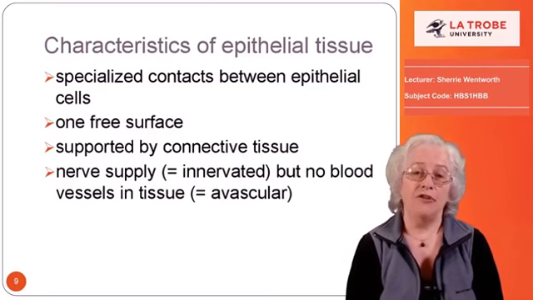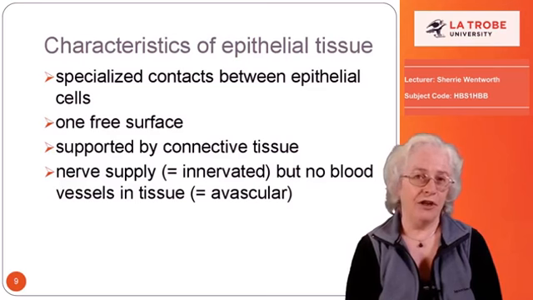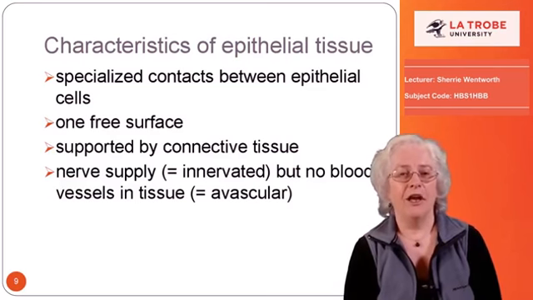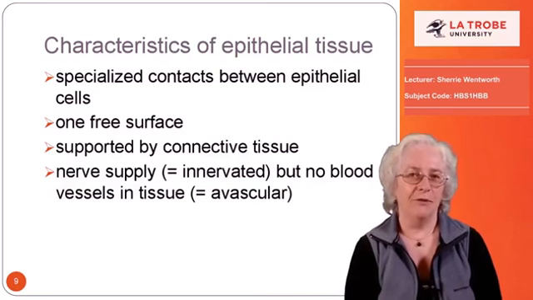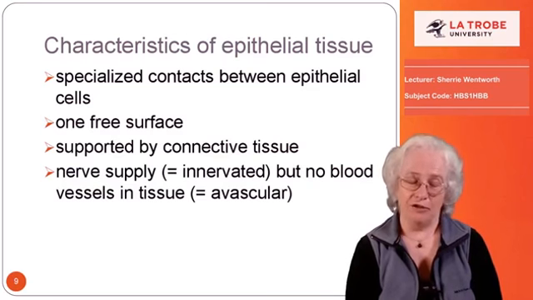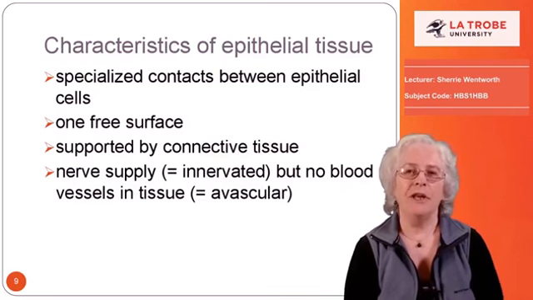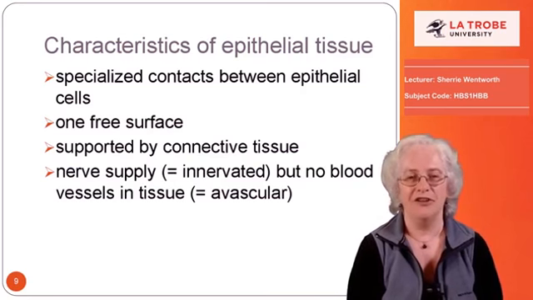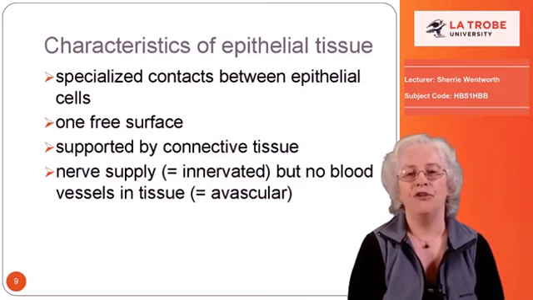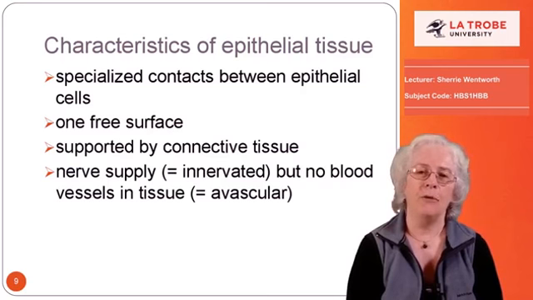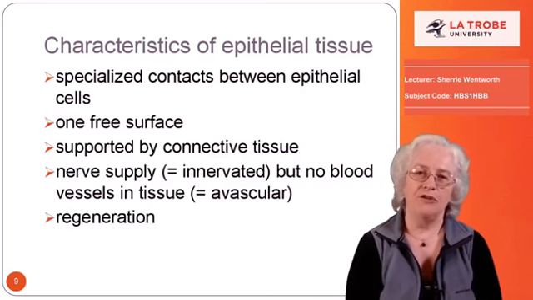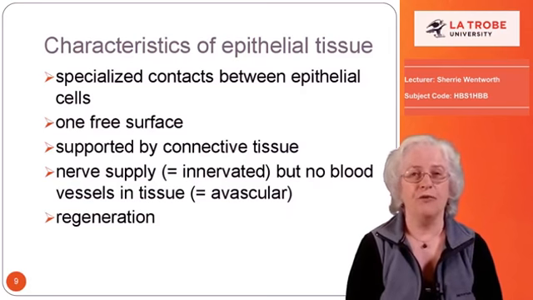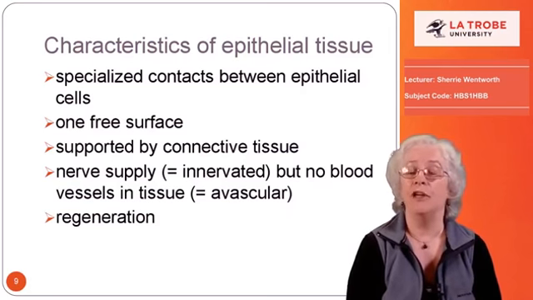Epithelial tissue has a good nerve supply. You scratch your skin and you know about it. But it actually doesn't have vessels running in that tissue. The blood supply is running beneath the epithelial tissue. Yes, I scratch the skin and it'll bleed, but the blood is coming from below, not actually in the tissue itself. So we refer to this as avascular. The nerve supply we refer to as the tissue being innervated. And epithelial tissue, as you do know, if you scratch yourself, it recovers. So epithelial tissue can regenerate.